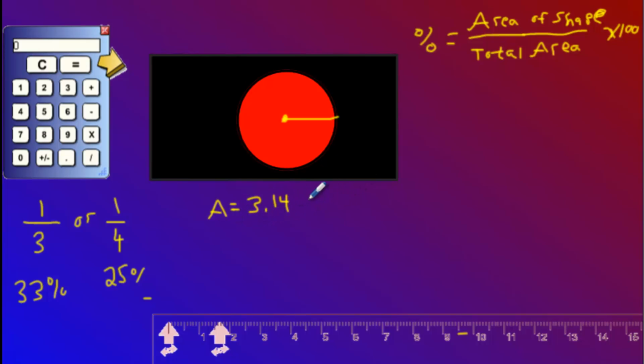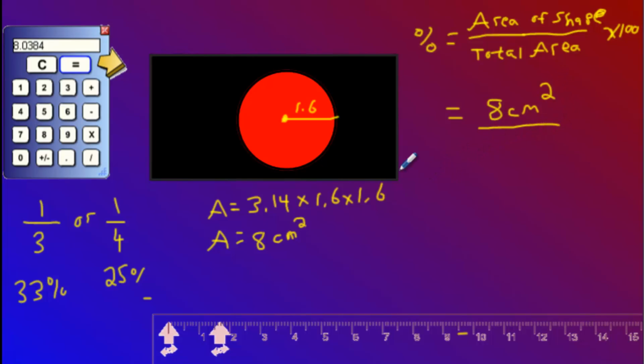Take that number 3.14 and multiply it by the radius, which was 1.6. And then multiply it by the radius again. If that was a different number, then that number would go there instead. You multiply all of those into your calculator: 3.14 multiplied by 1.6, multiplied by 1.6 again, and you get 8.03, which is about 8. Let's round it. 8 centimeters squared. That's the area, so that's going to be my numerator, the area of the shape.